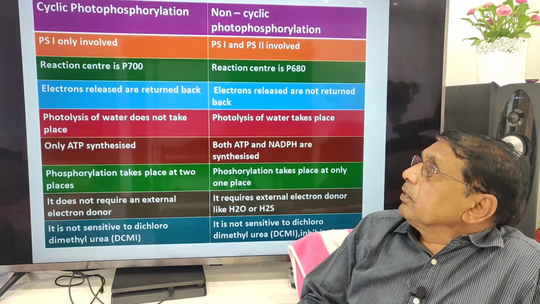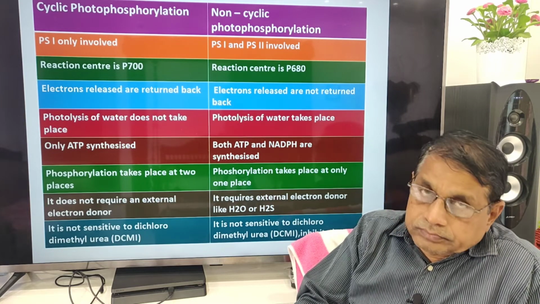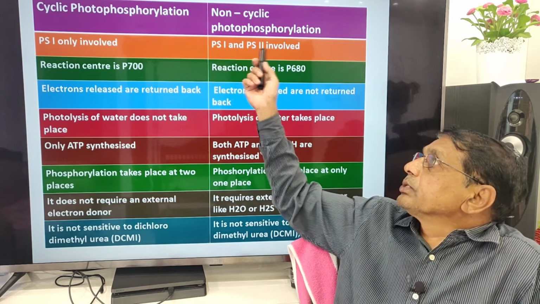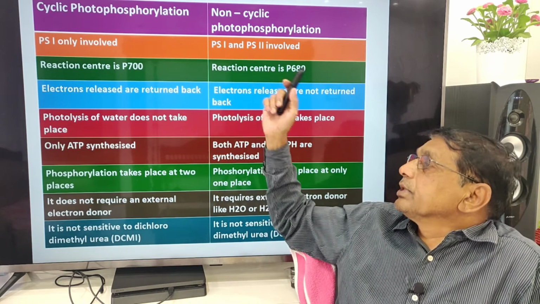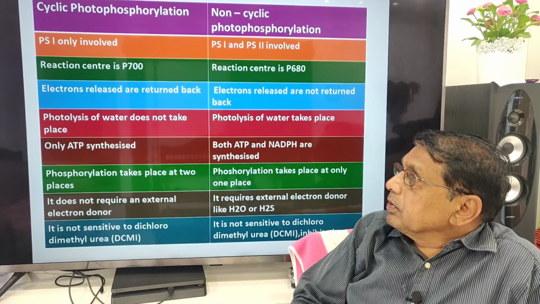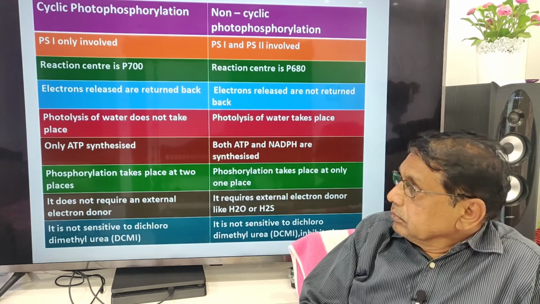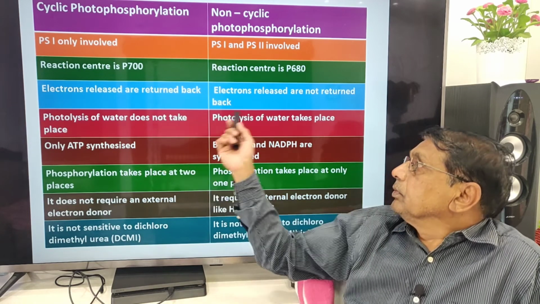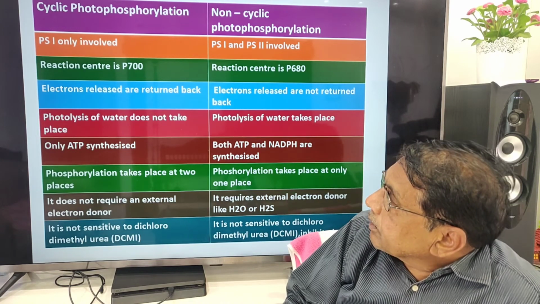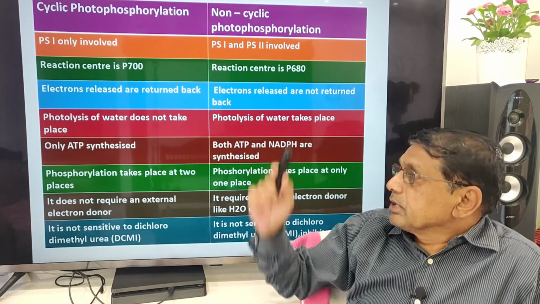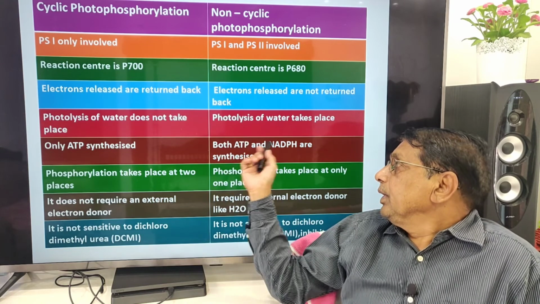Now, cyclic photophosphorylation and non-cyclic photophosphorylation. In non-cyclic, both PS1 and PS2 are involved; in cyclic, only PS1, reaction center 700. Electrons released return back in cyclic; in non-cyclic they do not return. Photolysis of water does not take place in cyclic, but there is photolysis of water in non-cyclic. Only ATP is synthesized in cyclic, both ATP and NADPH in non-cyclic.